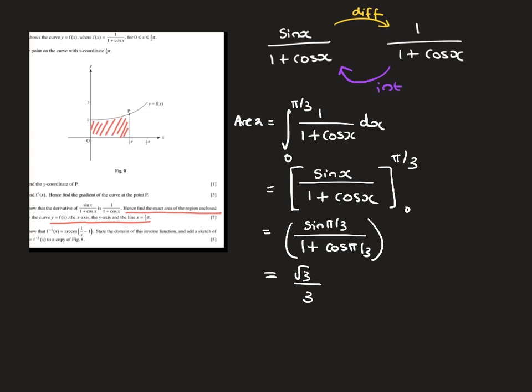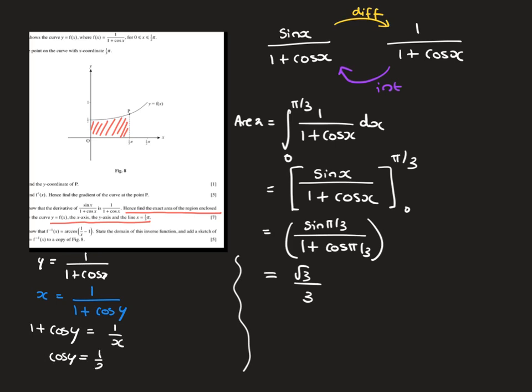Now, the last part of the question, we've got to find the inverse function, state its domain, and then add a sketch of it to the graph. So, y equals 1 over 1 plus cos x. Let's swap over x and y. So, x is equal to 1 over 1 plus cos y. Rearrange this, 1 plus cos y equals 1 over x. Cos y equals 1 over x minus 1. y then equals arc cos of 1 over x minus 1. And that's the inverse function.